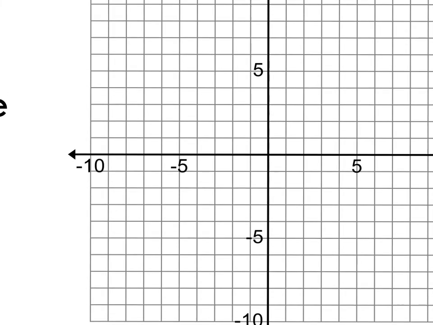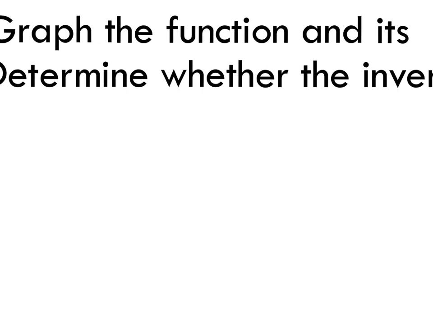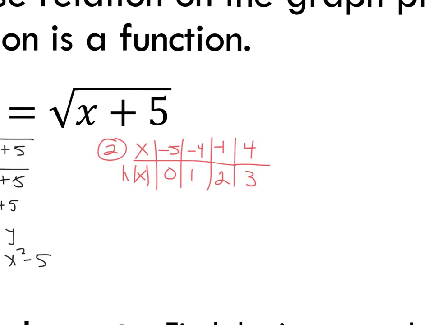So let's go over to our graph, and we are going to graph negative 5, 0. We are going to graph negative 4, 1. We are going to graph negative 1, 2, and we're going to graph 4, 3. Okay, so this is our h of x. And remember, to get the inverse function, we're just going to flip the position of x and y in our table. So the next step is we're going to graph our inverse by flipping our table.